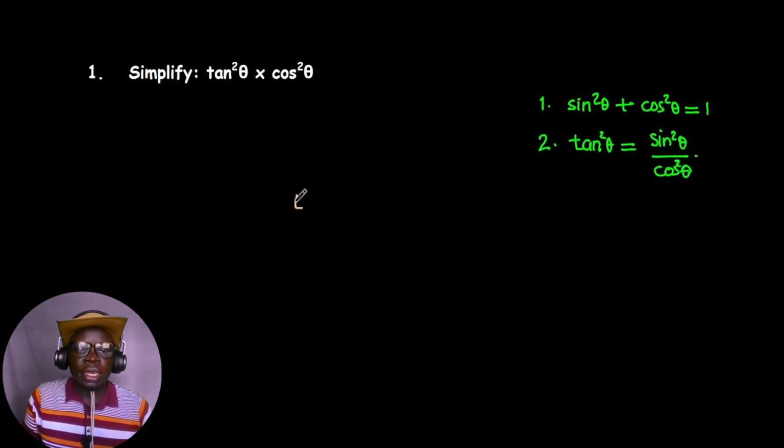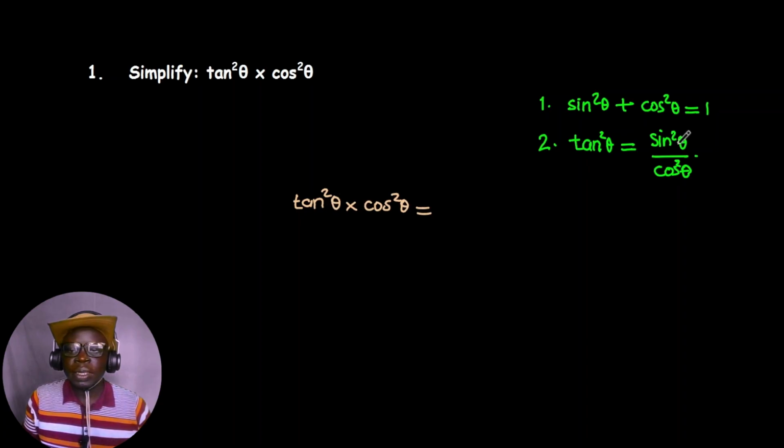We're given tan square theta and we multiply this by cos square theta. Since we have tan square theta, we're going to replace this by sin square theta over cos square theta. Let's have it here as sin square theta over cos square theta, and this is the first part. Now we multiply this by the next one here, and that is cos square theta.